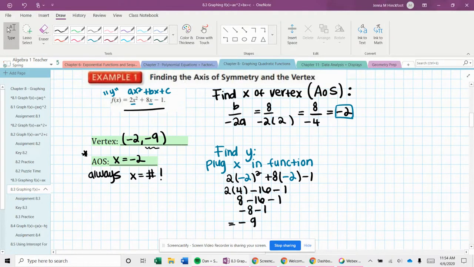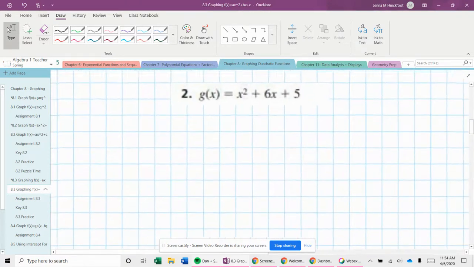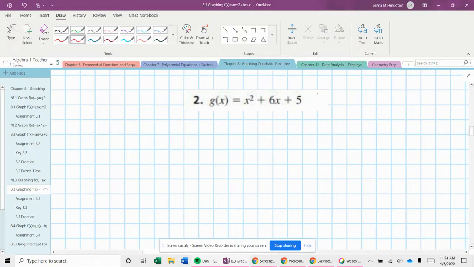Okay, so I want you to practice one of those, replicating everything I just did on example 1. So try this one.